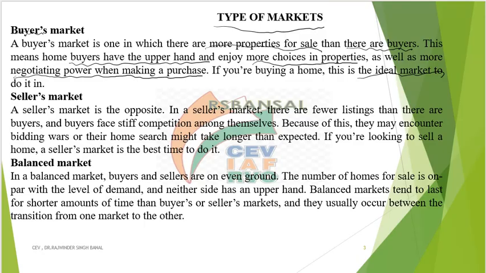The second type of market is seller's market. Seller's market is the opposite of the buyer's market. Here the sellers have the upper hand. There are fewer listings than there are buyers, meaning the number of buyers is more than the number of sellers. So here buyers face stiff competition amongst themselves.